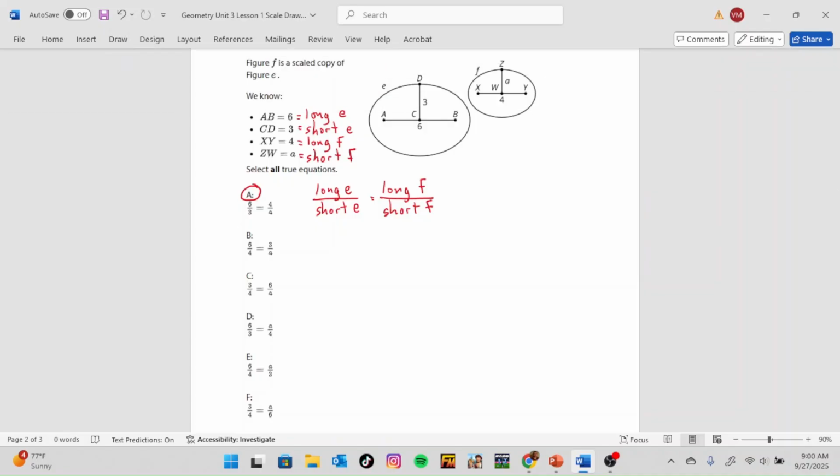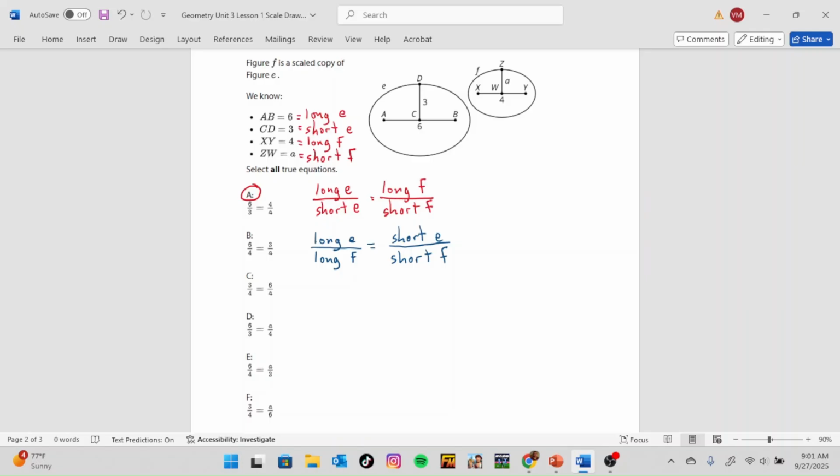Now let's look at B. We have 6 on top, which is the long part of E, in a ratio with 4, which is the long part of F. And then on the right, at the top, we have 3, which is the short part of E. And then on the bottom, we have A, which is the short part of F.